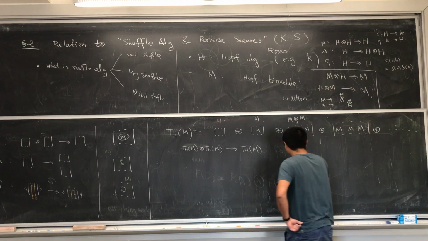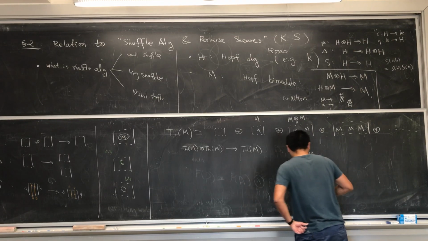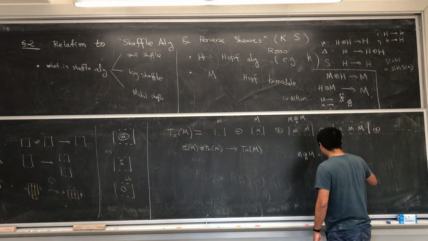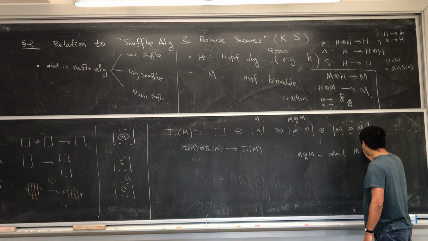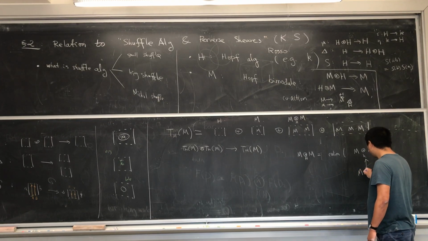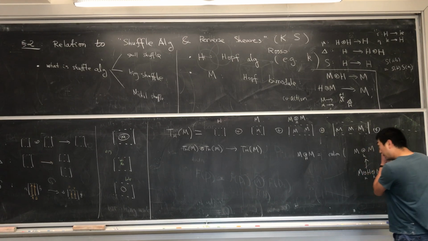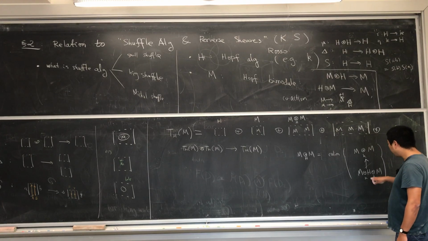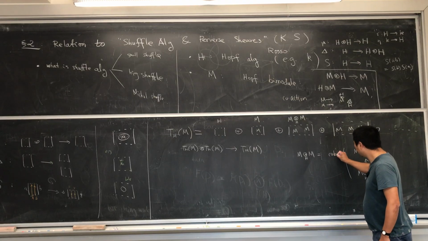So let me just say this more carefully. So M tensor with H with M is defined to be, say, the colimit of just M tensor with K with M. Okay, so we have this kind of a picture. And here, because we're doing this non-derived stuff, this colimit is just a cokernel.